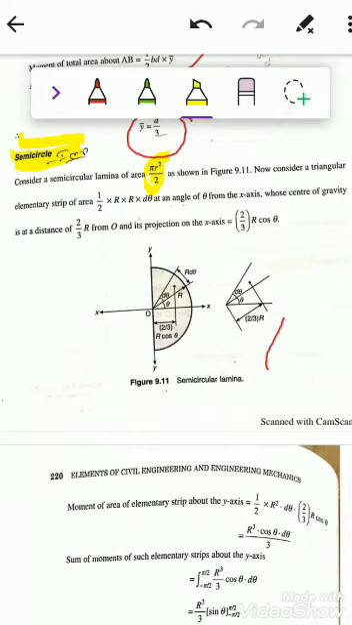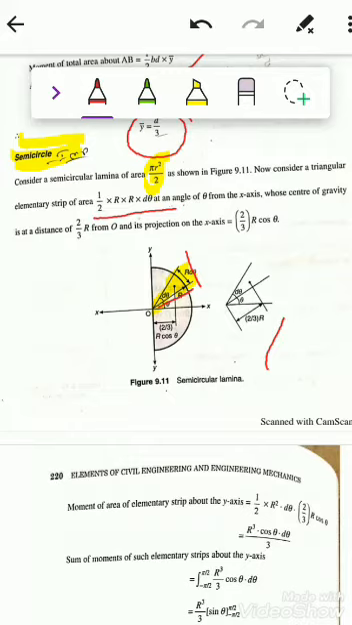You know that the area of the circle is pi r square, therefore the semicircle is pi r square divided by 2. Now consider the triangular strip. The triangular strip is nothing but this strip. You can observe this is a triangular strip, this is a triangle, and this represents the radius of the triangular strip, and this distance is given as r into d theta.